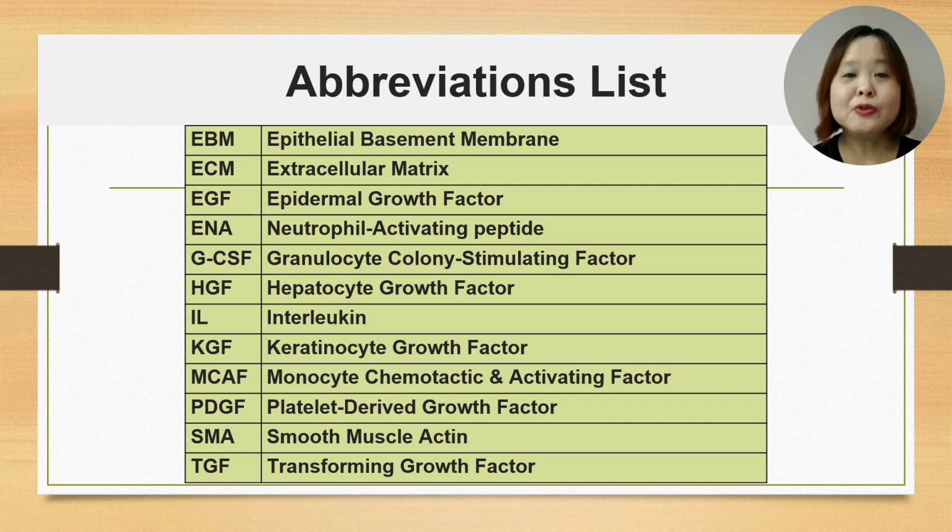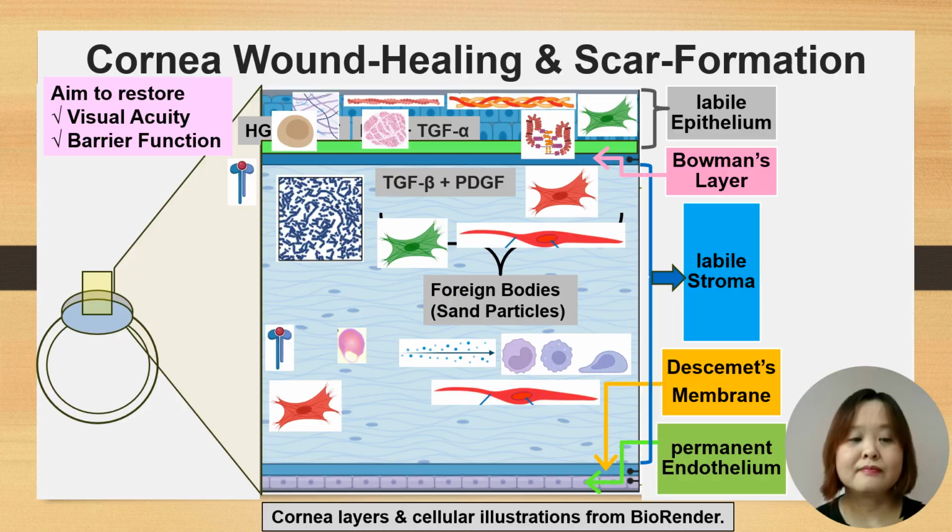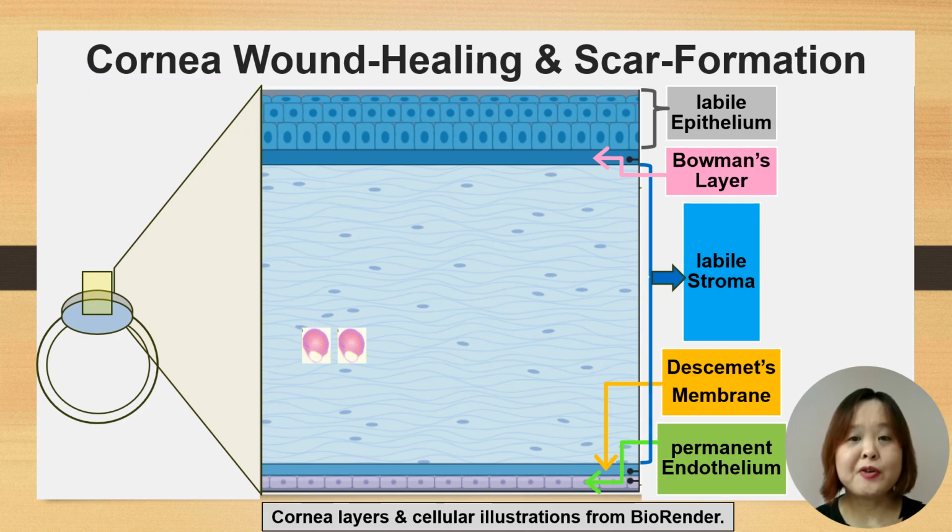Before I begin, do note the following abbreviations. The 5 layers in the cornea include the labile epithelium, Bowman's layer, the labile stroma, Descemet's membrane, and the permanent endothelium.